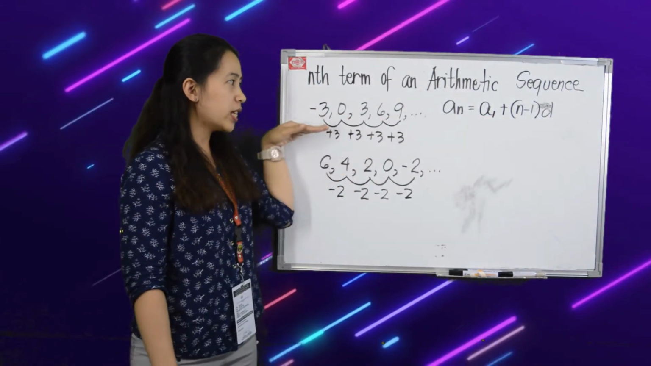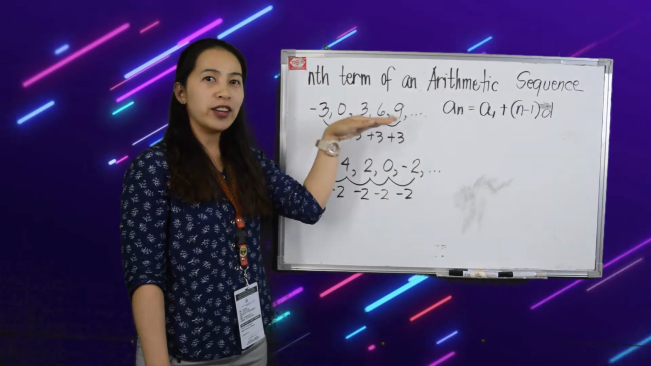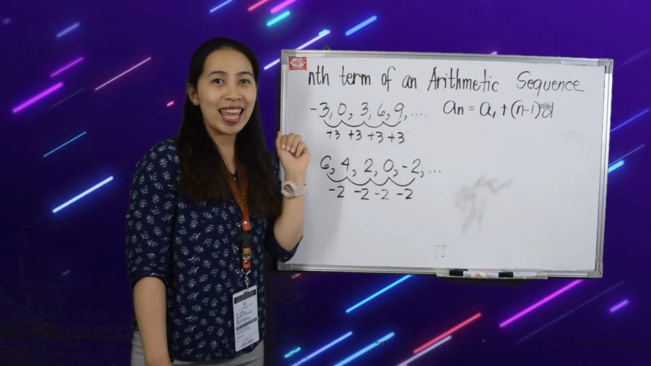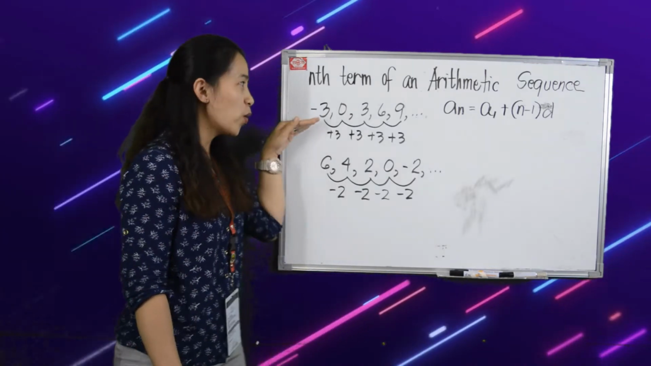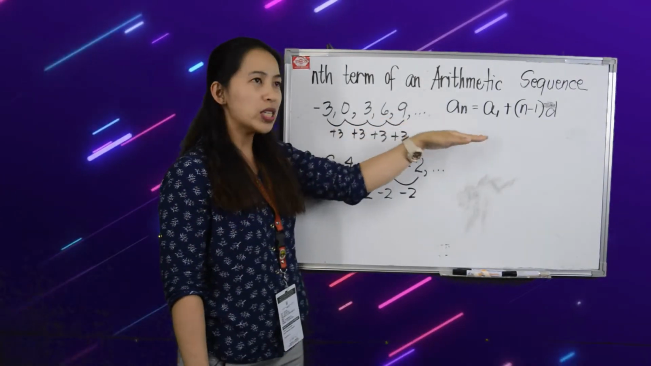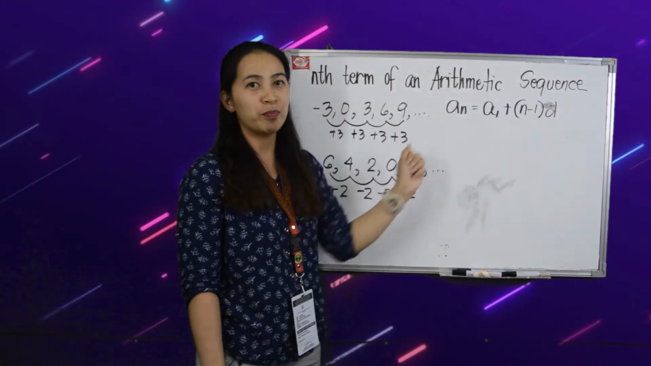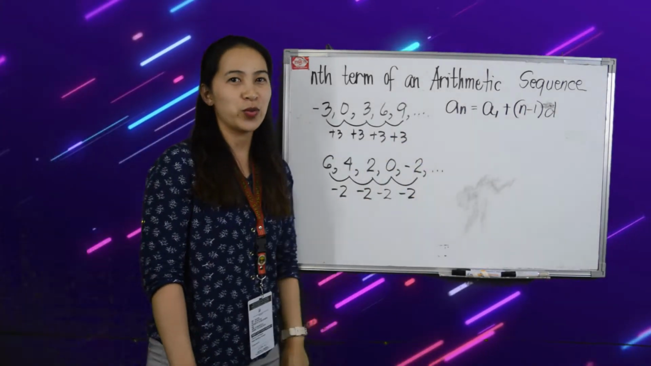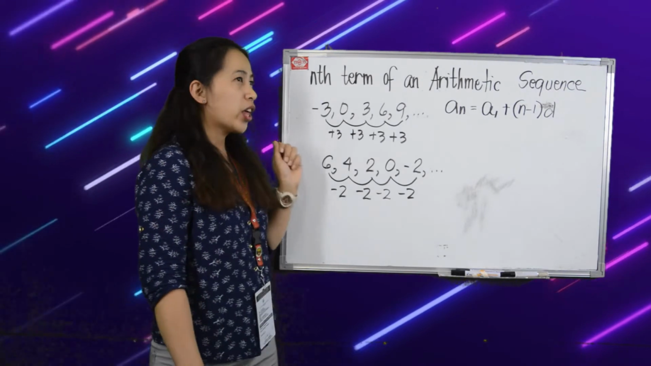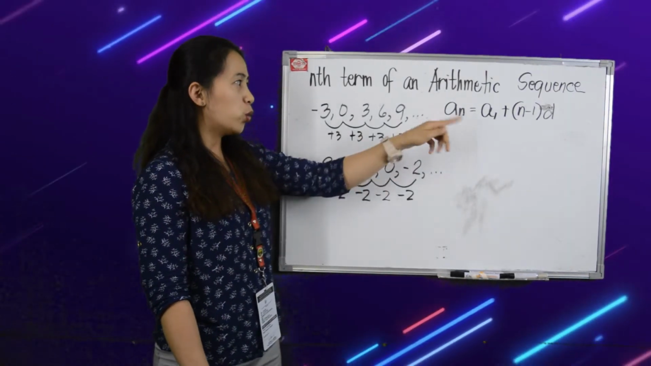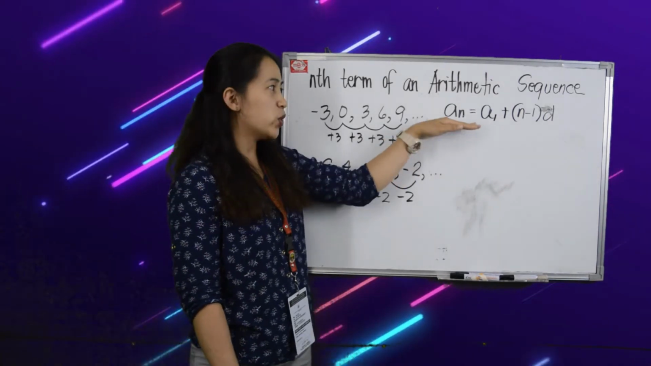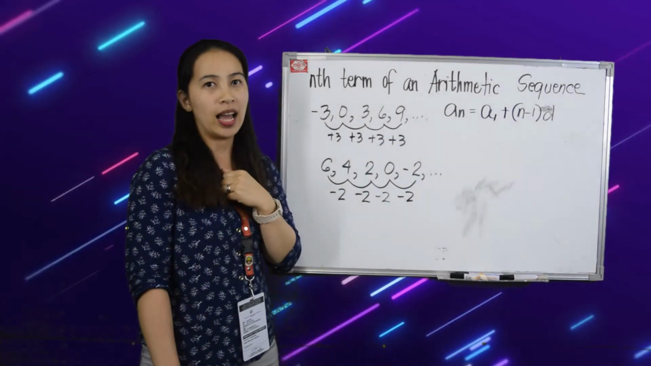So how are we going to use this one? Say, from this sequence, you are asked to find the 20th term. How are you going to find it? Are you going to list all the numbers until you reach the 20th term? Yes, you may do that. However, that would be tiring. One way to find it easily is using this formula.